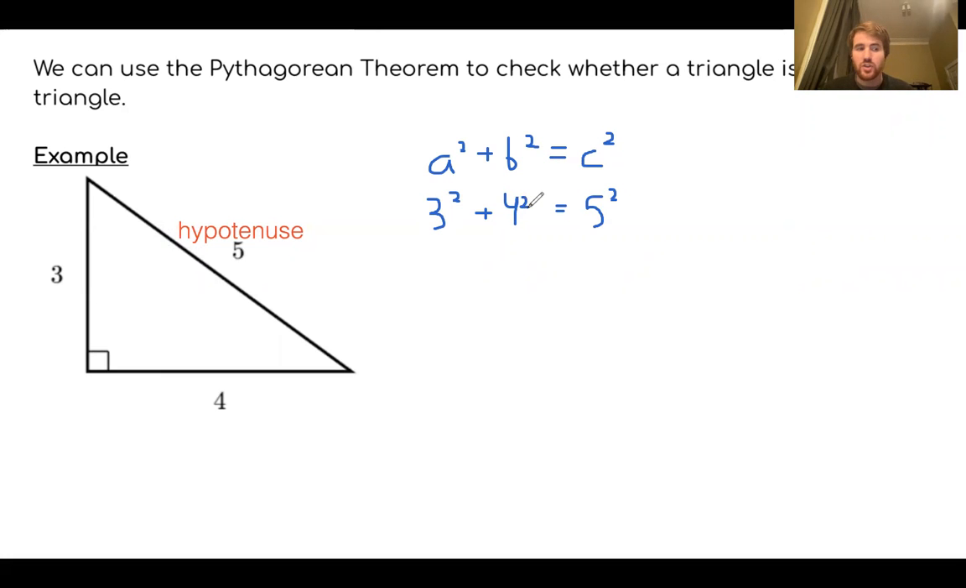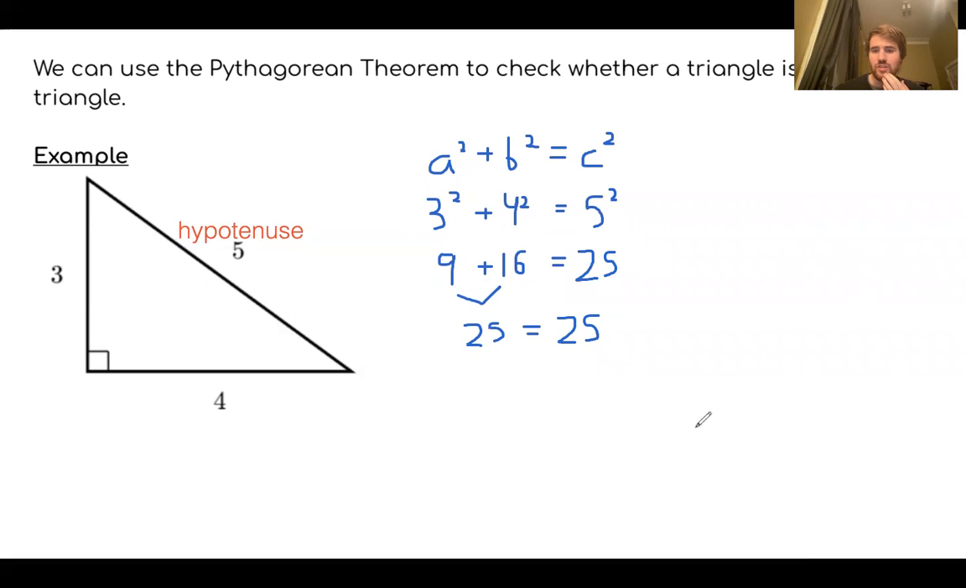Now this equation should be true if this is a right triangle. So 3 squared is 3 times 3, that's 9. 4 squared, 4 times 4, that's 16. Equals 5 squared, 5 times 5, 25. You can check this in your calculator, but 9 plus 16 does in fact equal 25. So this confirms that this triangle is in fact a right triangle. If these two numbers had not been equal, that meant that this was not actually a right triangle. Someone had made a mistake, or they had just labeled the angle wrong. So this tells us because they are equal, it is a right triangle.